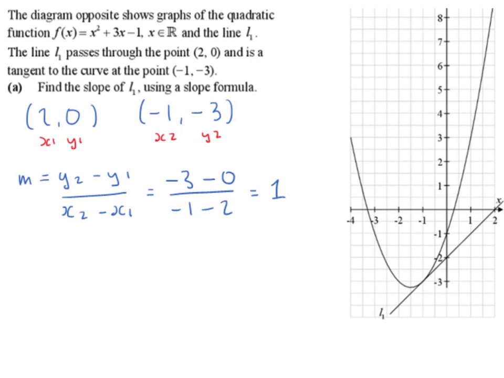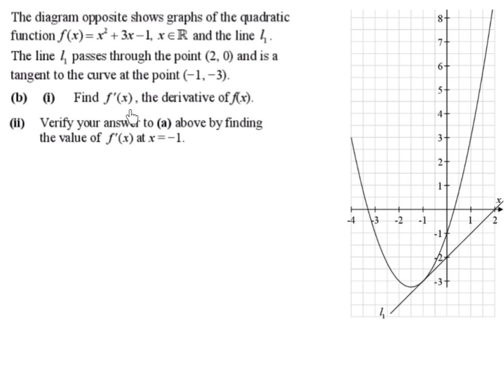So all we have to do here is just substitute into our formula. We swap y2 for minus 3. Bring over the minus. We swap y1 for 0. We swap x2 for minus 1. Bring over the minus. We swap x1 for 2. And then minus 3 minus 0 is just going to be minus 3. And minus 1 minus 2 is minus 3. And minus 3 divided by minus 3 is 1. So this line here, L1, has a slope of 1.